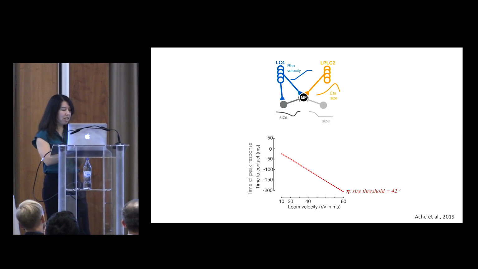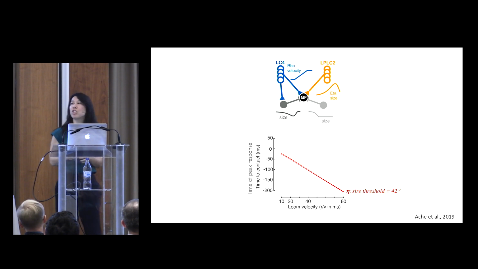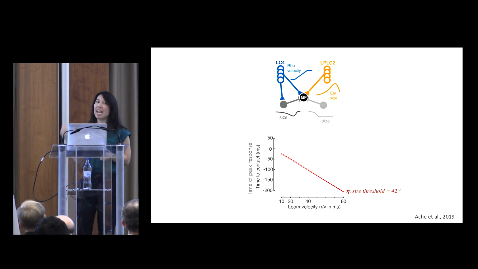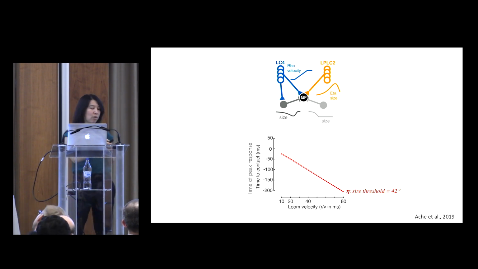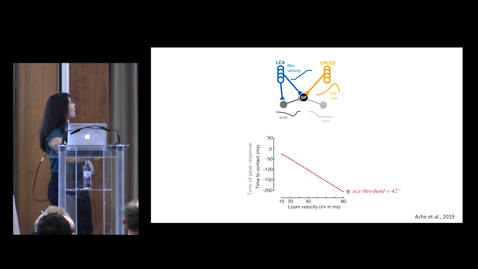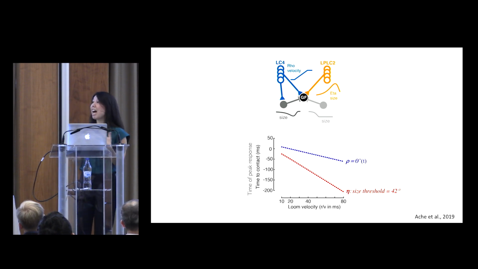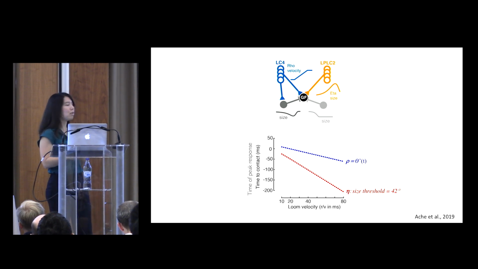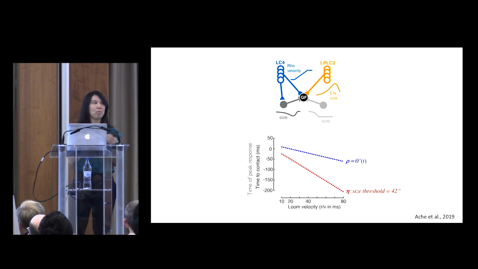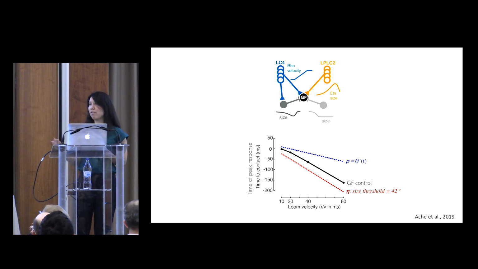So if you imagine on this particular plot, if the giant fiber were acting as a pure eta element, just encoding a size threshold, then if we looked at the time of its peak response by loom velocity, this is sort of the line we think the data would fall along. If it were acting as a pure rho element, the data would fall along the blue line. And as you might guess from what I just told you, that we think the giant fiber sums these two, the actual giant fiber response lies somewhere in between.